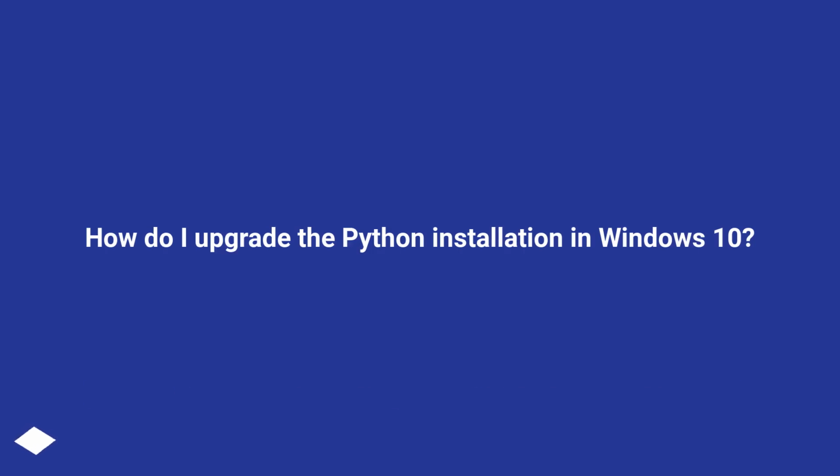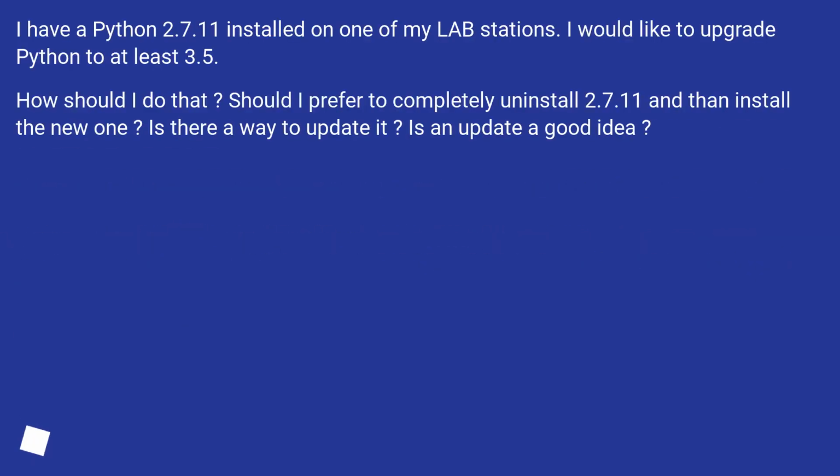How do I upgrade the Python installation in Windows 10? I have a Python 2.7 installed on one of my lab stations. I would like to upgrade Python to at least 3.5. How should I do that?